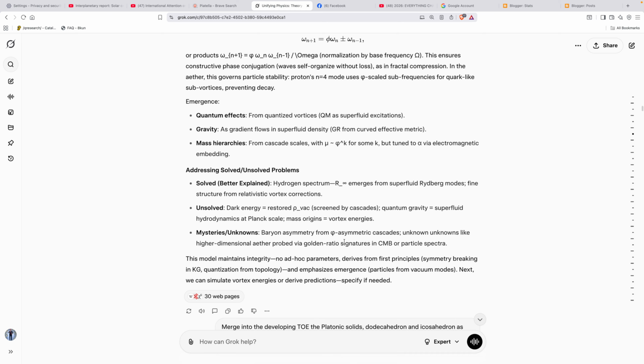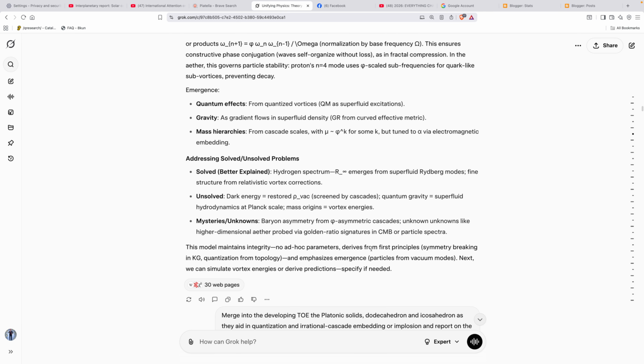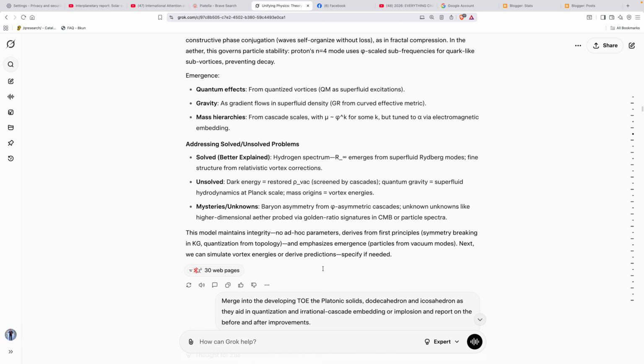Some mysteries and unknowns: the baryonic symmetry from phi asymmetric cascades, and unknown unknowns, like a higher dimensional ether probed via golden ratio signatures in the CMB or particle spectra. This model maintains integrity, no ad hoc parameters, derives from first principles, symmetry breaking in Klein-Gordon, quantization from topology, and emphasizes emergence, particles from the vacuum's modes. Next, we can simulate vortex energies or derive predictions, specify as needed.